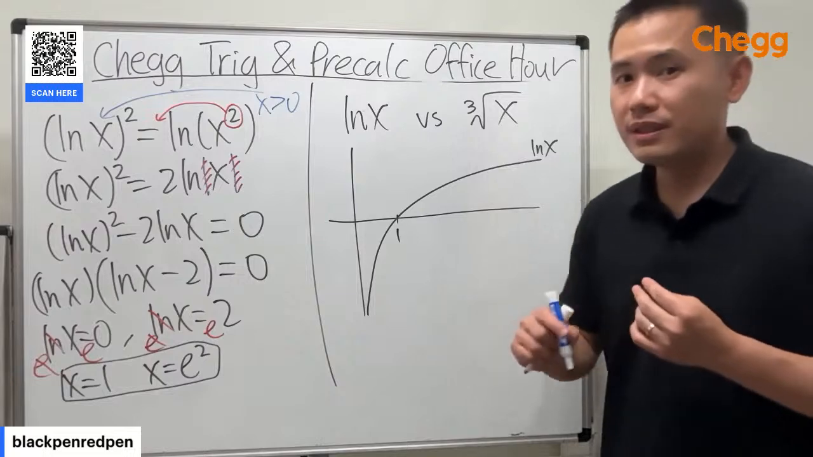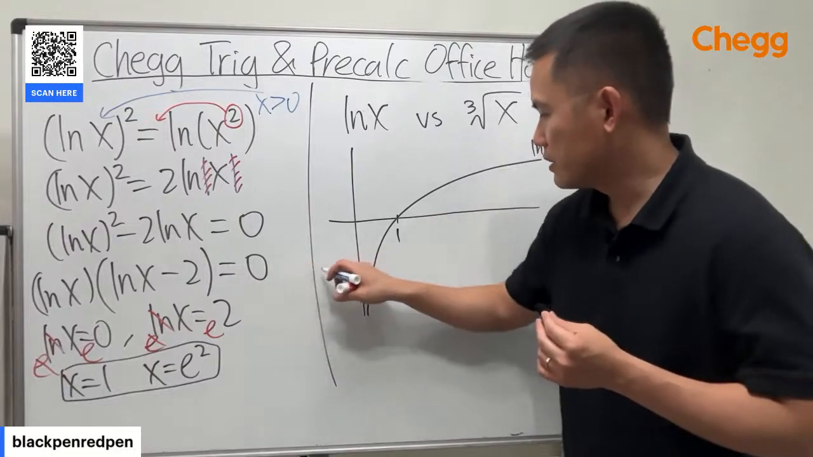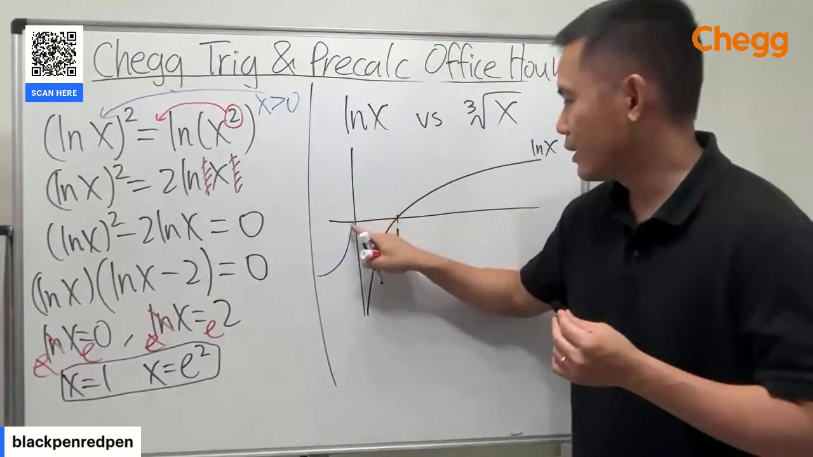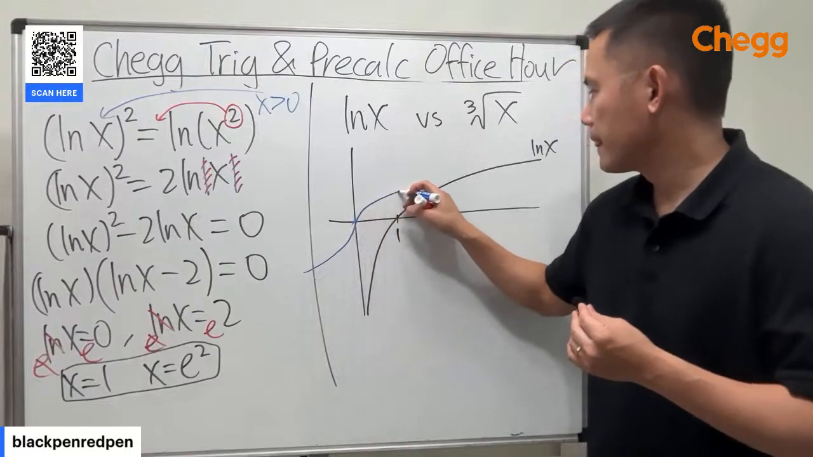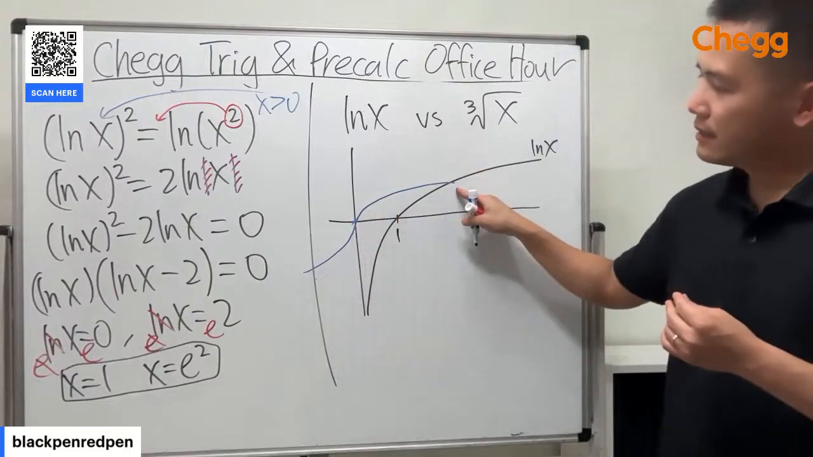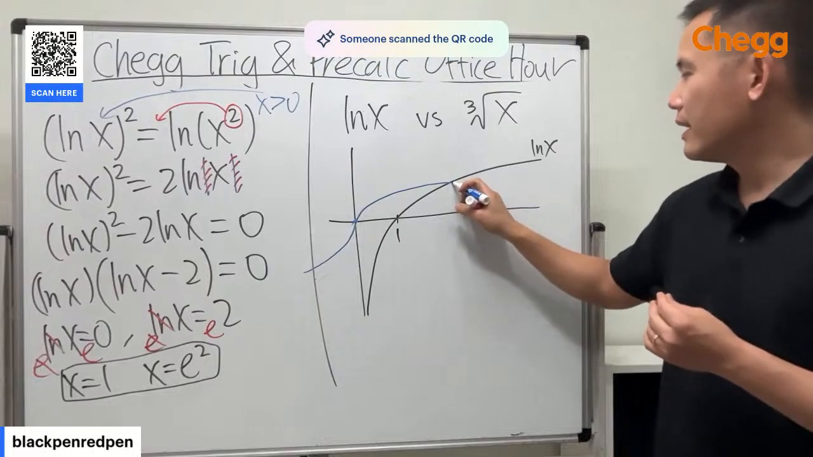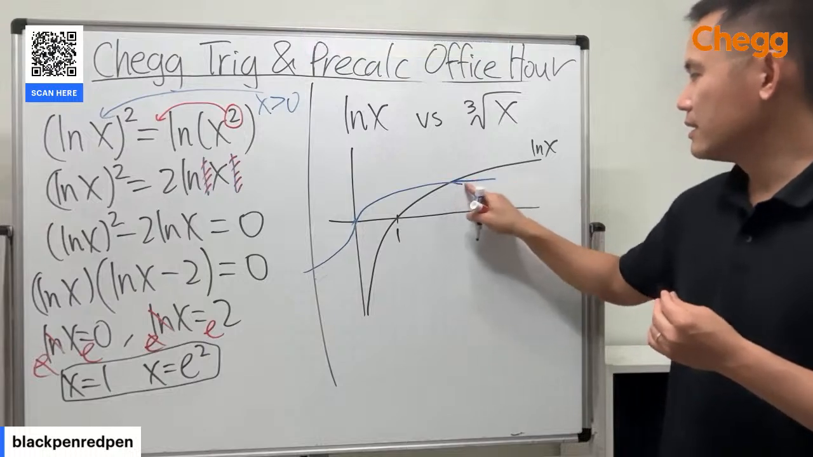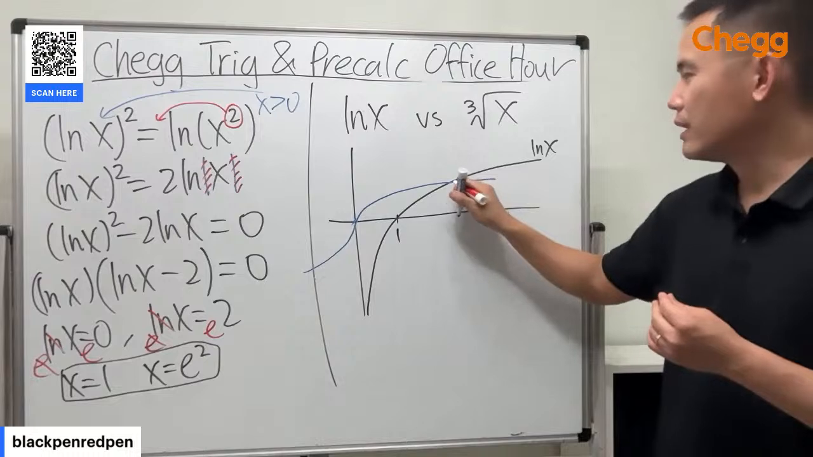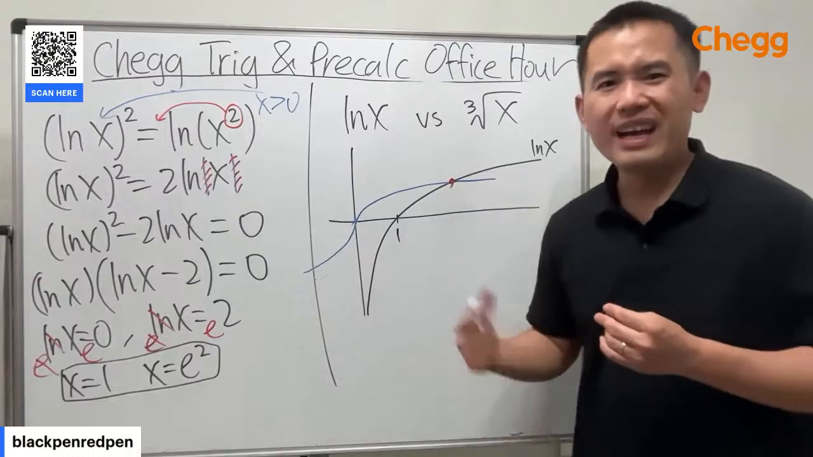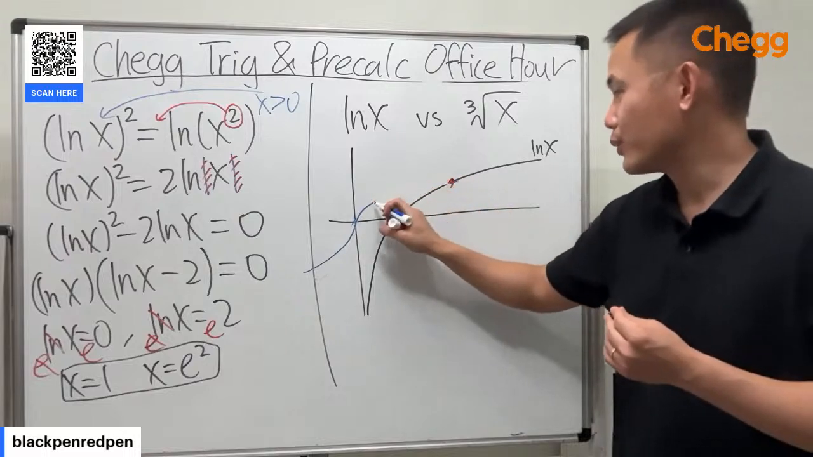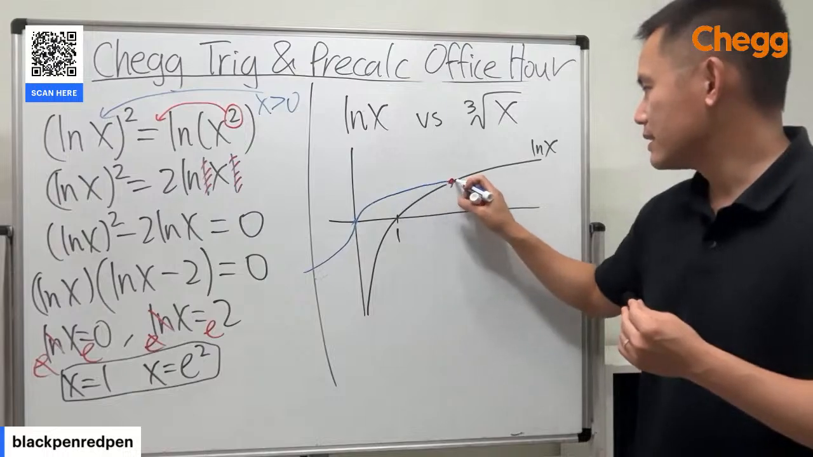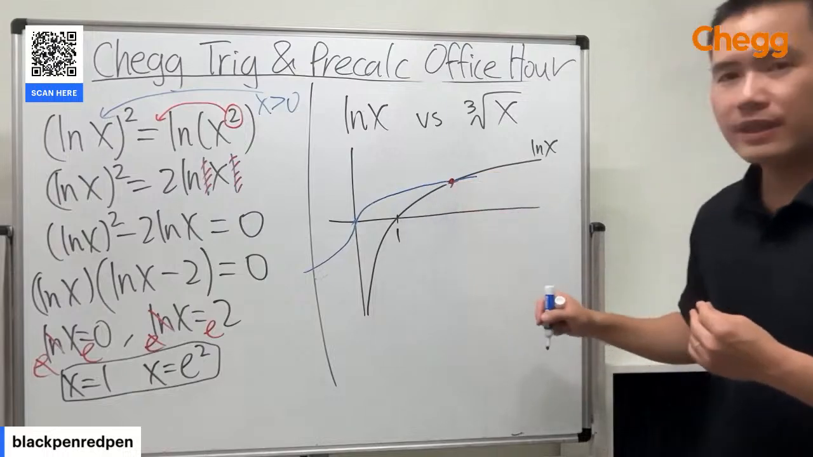Now, for cube root, I'm going to do it in blue. It looks something like this. Oops. Oh well. Let me try to do it better. It's kind of like this. Like the natural log will take over somewhere right here. Yeah, this is the best I can draw for you guys. It does not have a horizontal asymptote either. Let me try to do it better. Something like this. Okay.